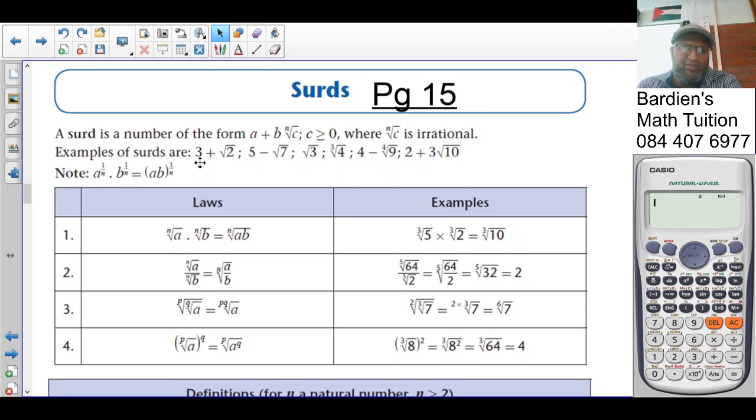The nth root of a times the nth root of b can be written as the nth root of a times b. The example given is the cube root of 5 times the cube root of 2 can be written as the cube root of 10. As long as the roots are the same and we're multiplying, we can multiply the numbers under the root.